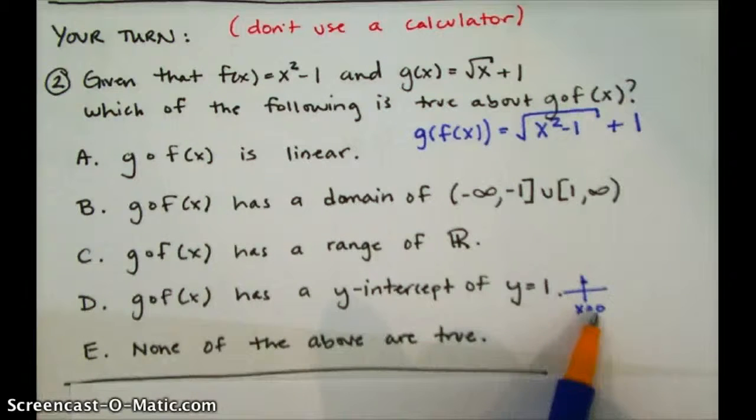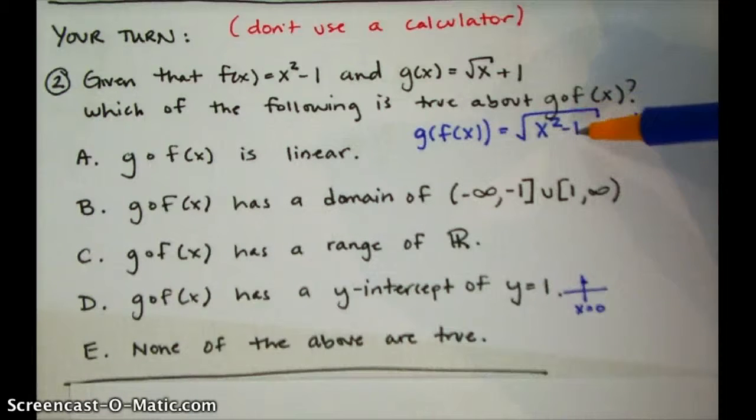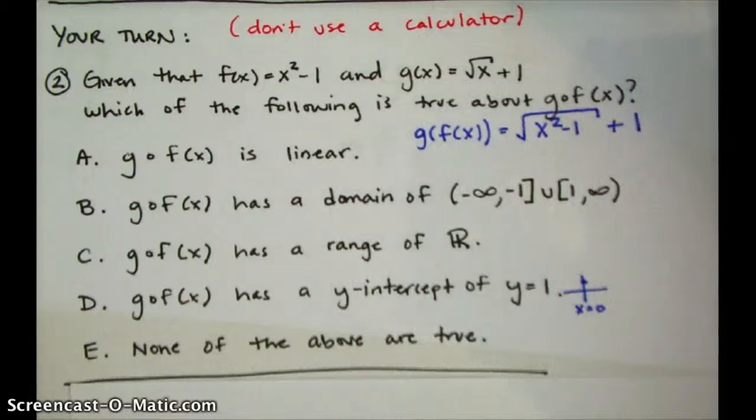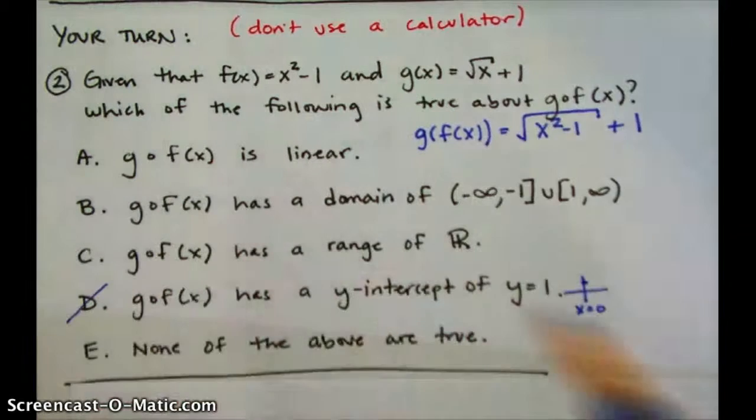If I plug 0 in to g of f of x, 0 squared is 0, and 0 minus 1 is -1. And boom, right away, I can't take the square root of -1, which means that when I plug in 0, this function does not exist. It's undefined, which of course means that it doesn't have a y-intercept, it's certainly not 1. It also means that 0 is not in the domain.